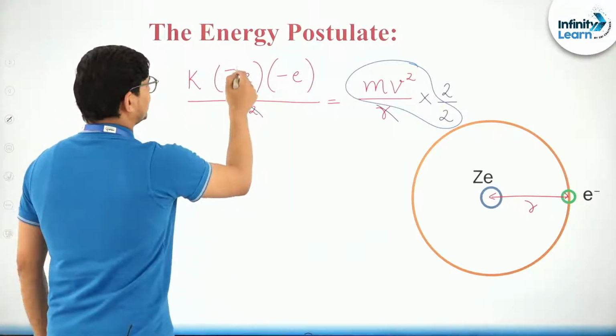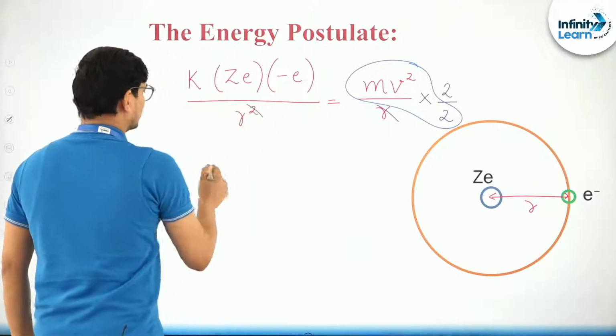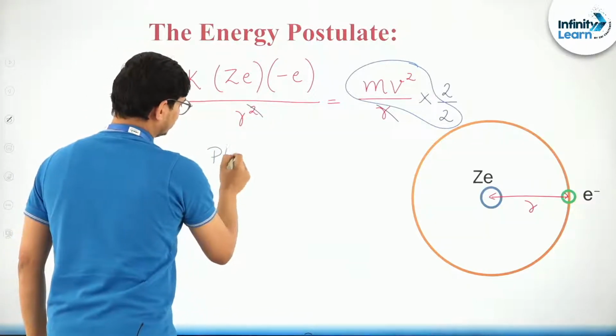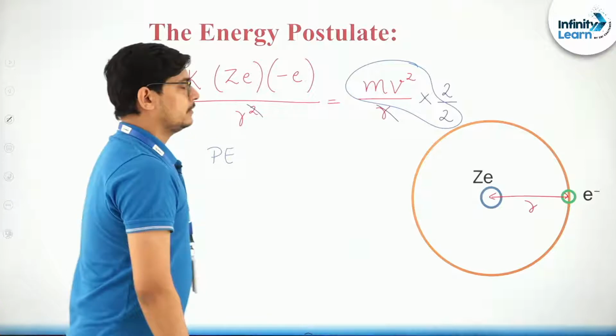So this is k Ze times minus e divided by r. So this is the potential energy.